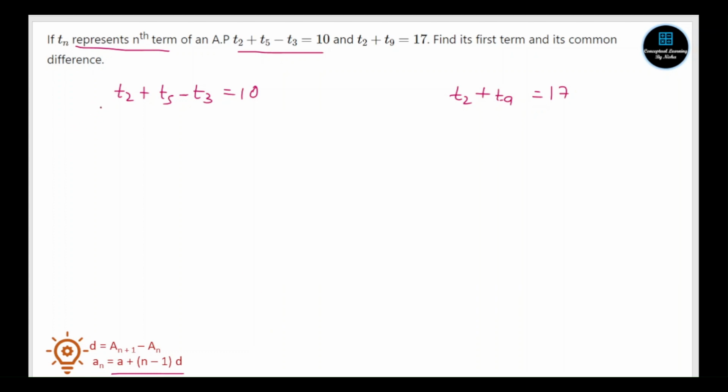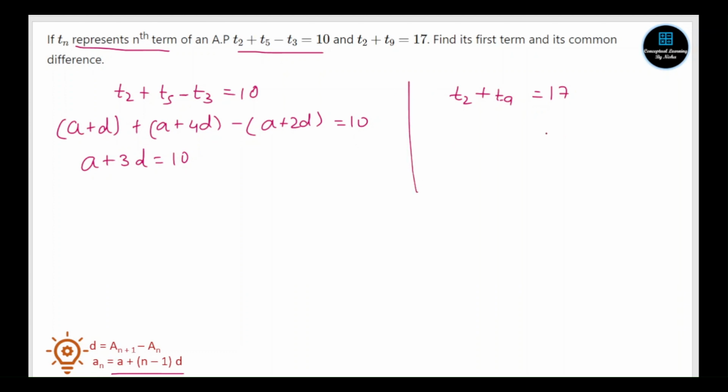Now see how I write it efficiently. My first term is a. Now the second term: n equals 2, 2 minus 1, I'll get 1, so a plus d is the second term. Similarly, the fifth term is a plus 4d, and minus the third term, so a plus 2d, I have to subtract. This gives me 10. On simplifying, I can cancel out a, and then 5d minus 2d gives 3d. So a plus 3d equals 10. I got the first equation here.